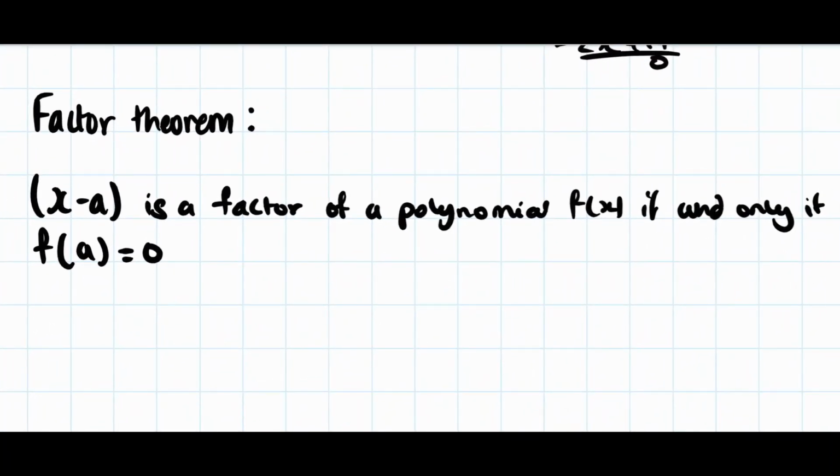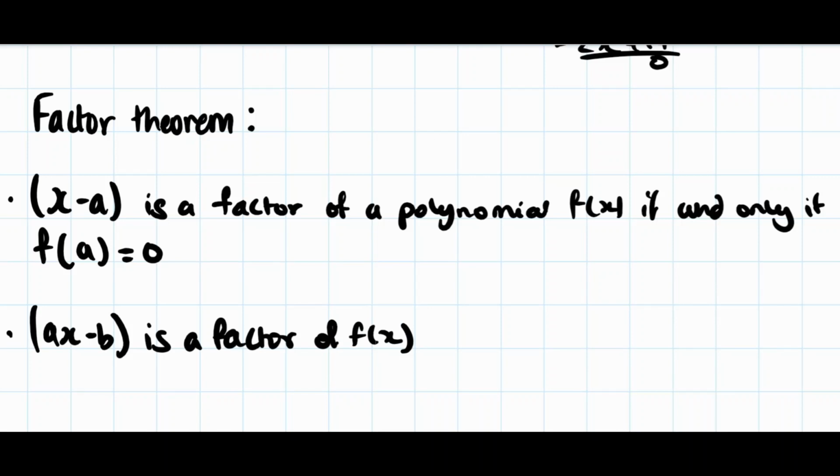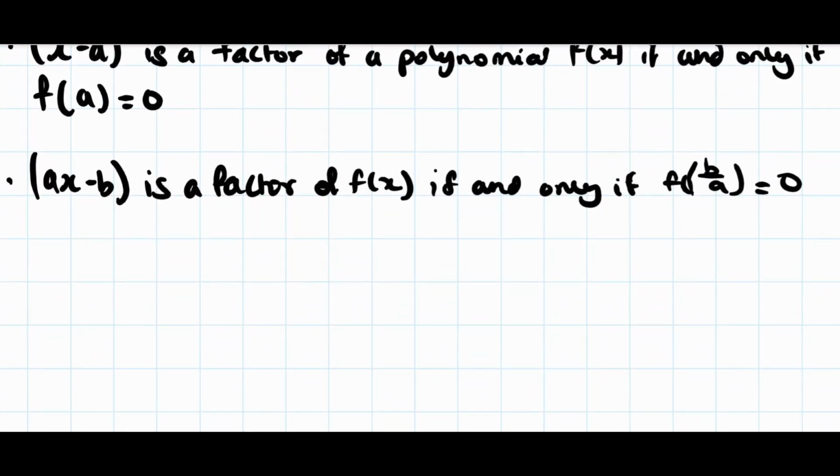But there can also be another way of writing this, which is a bit more complex. So our second rule will be ax minus b is a factor of f of x, a polynomial, if and only if f of b over a is equal to 0. Now then, like I said, I will show you some examples of what these mean, and hopefully it will help you. So let me do an example which has both of them combined.